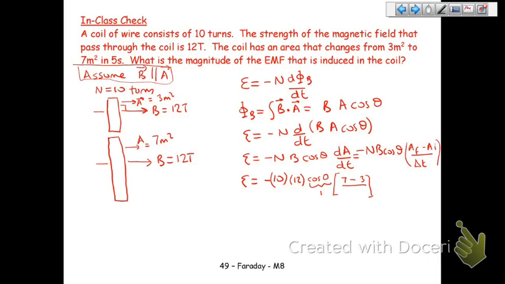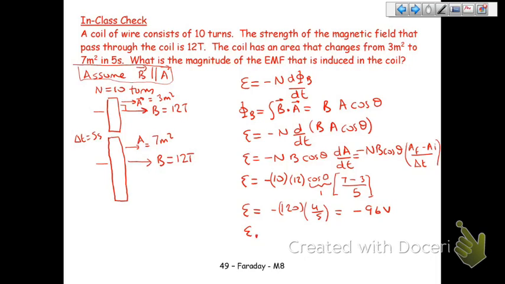over the time interval. My time interval is 5 seconds. Delta t equals 5 seconds. That's over 5. So that's going to equal minus 120 times 4 over 5, which equals minus, let's have a look, 80% of that would be 80 plus 80% of 20 would be 16. So 96, am I right? Yeah, minus 96 volts.